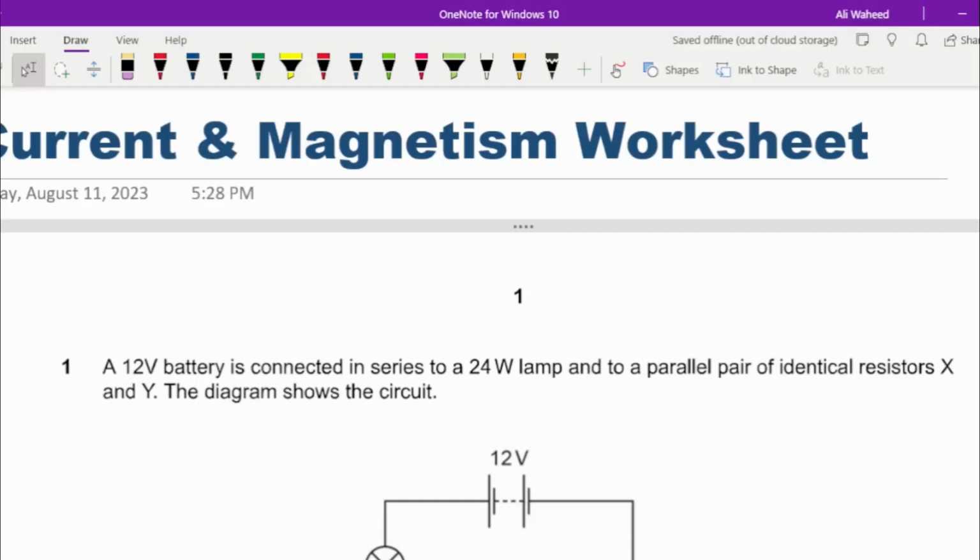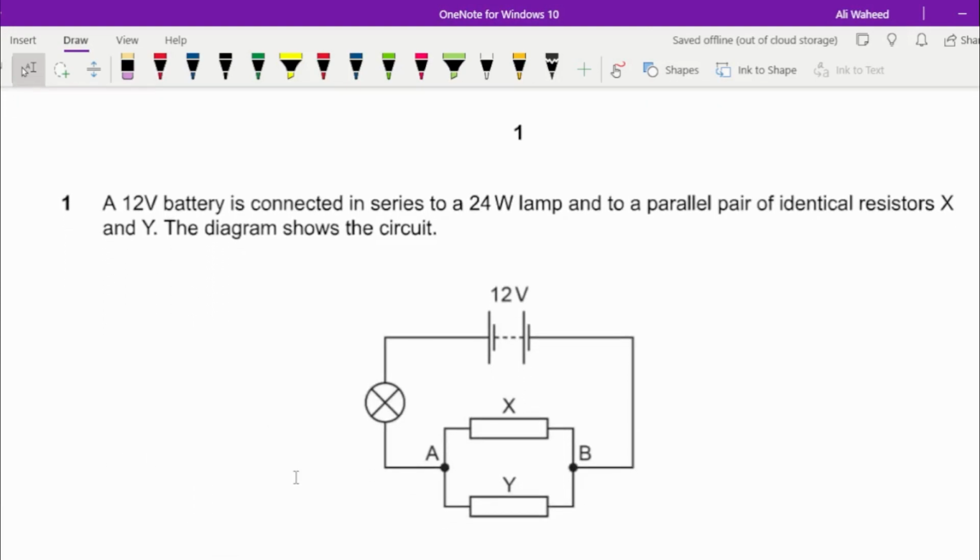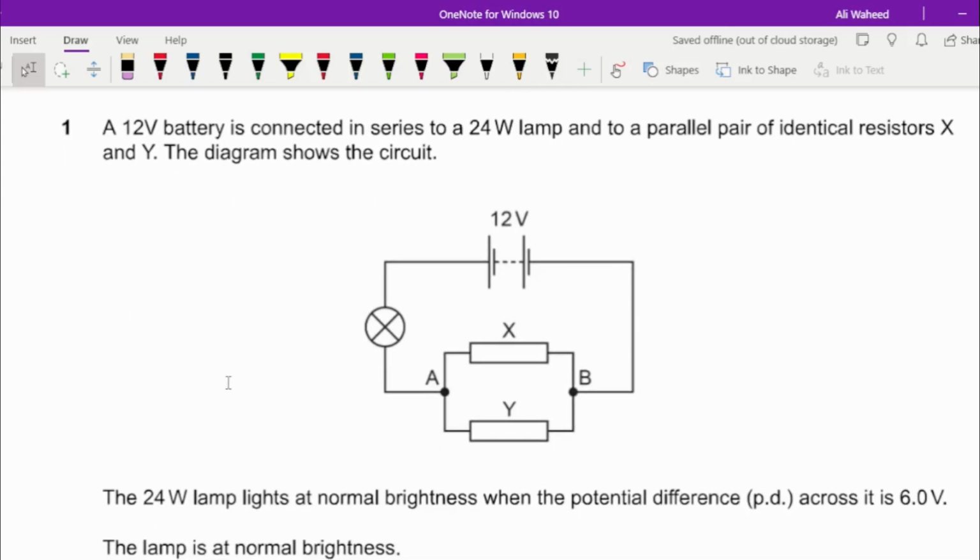Alright, so here we have the first question from the topic of current electricity. The first one says a 12 volt battery is connected in series to a 24 watt lamp. So what is the unit of power? I'm going to write P here. Okay, so this is the value of P. A 12 volt battery, 12 volt is your voltage or potential difference or EMF. So I'm going to write V with it.